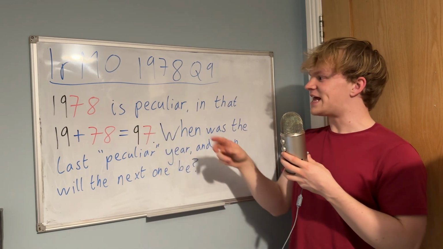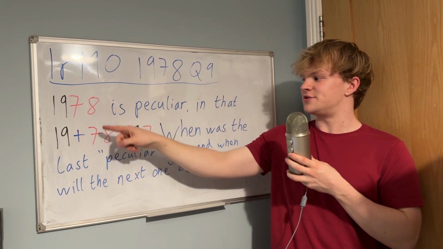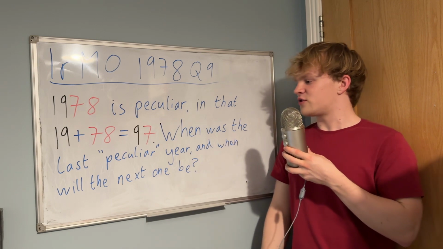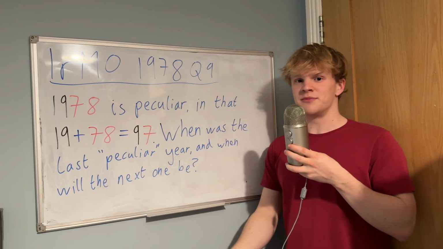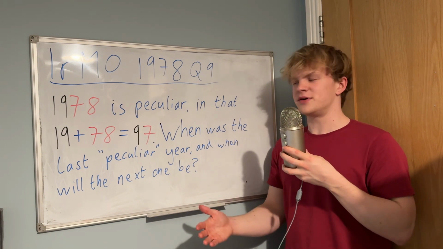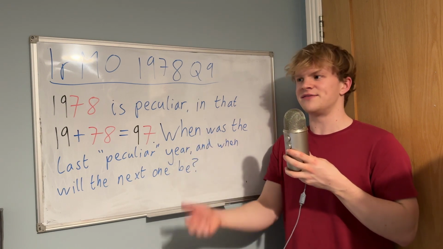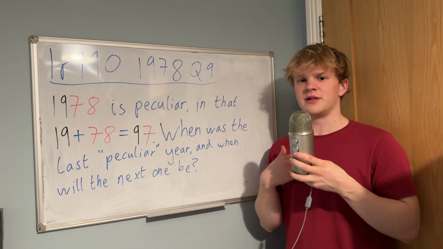So 1978 is peculiar because if you take the first two digits, 19, and add them to the last two, 78, you get 97, which is the middle two digits. And then the question asks, when was the last peculiar year, and when will the next one be? So you could just try guessing them, but the problem is that the gaps could be pretty big, and then how do you prove that that's actually the one before 1978? So it's probably better to do a more methodical approach, which is what I'm going to show you. Well, I'm going to show you how I did it.